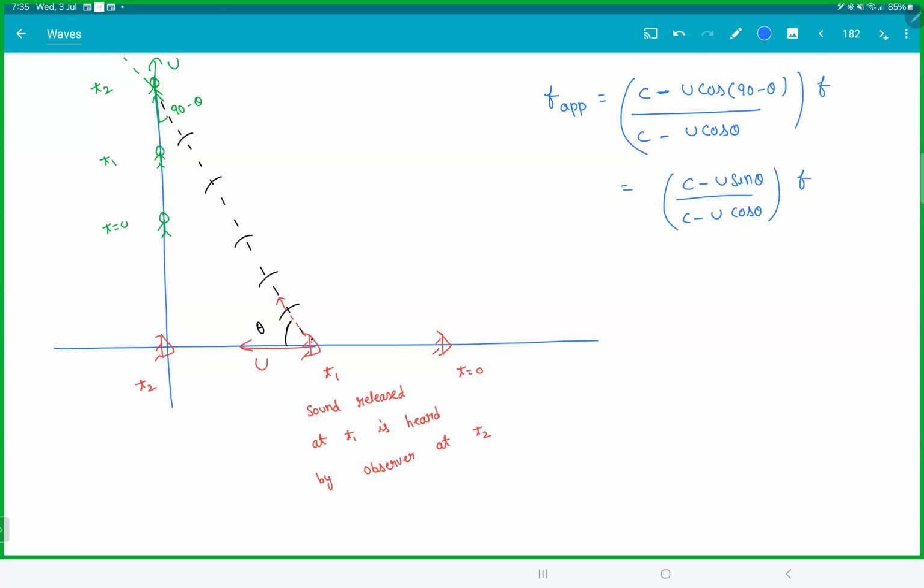But I hope first this thing is clear. The source is going away, so the component is u cos(90 minus theta). So I should take this component here, u sin theta. This component is going towards, so this component is u cos theta.